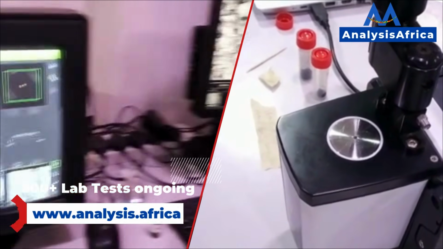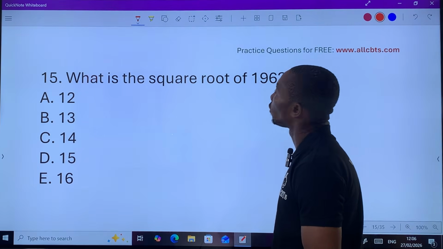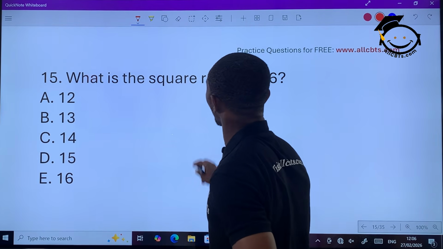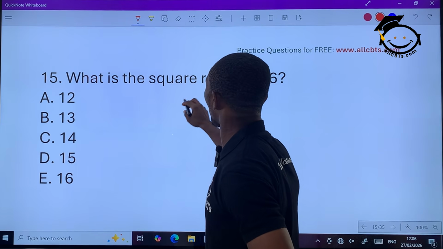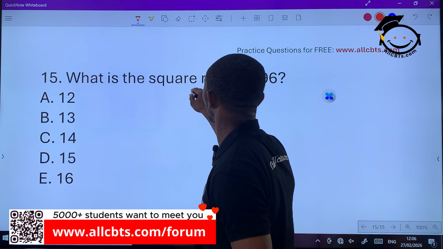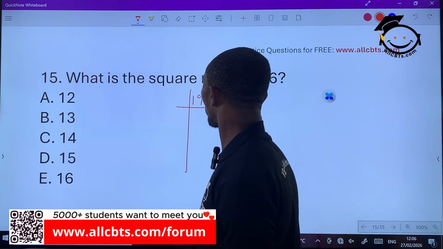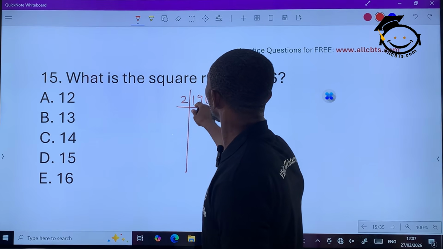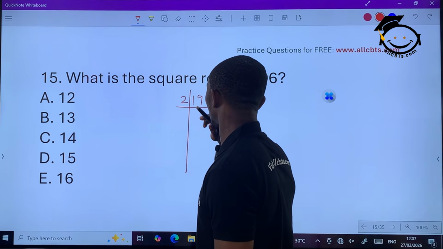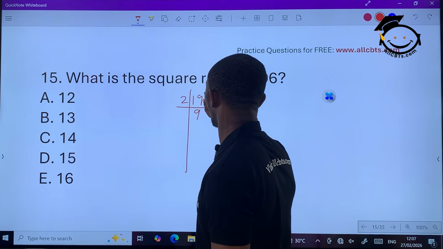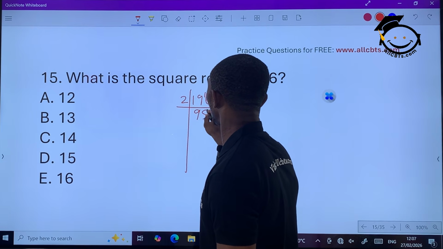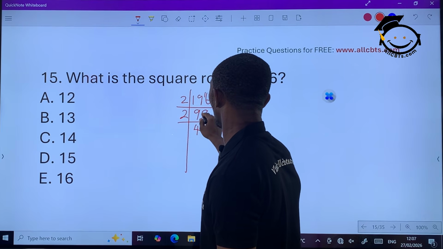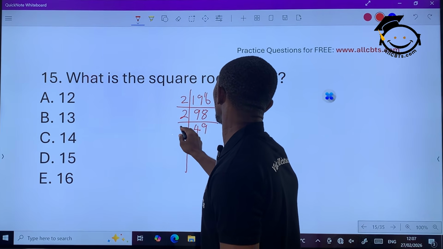What is the square root of 196? Okay, to find the square root of 196, we would use our prime factors. 196, all right, break this down. 2 into 19 gives us 9, remember 1, 2 into 16, 8. 2 into 9, 4, remember 1, 2 into 18, 9.